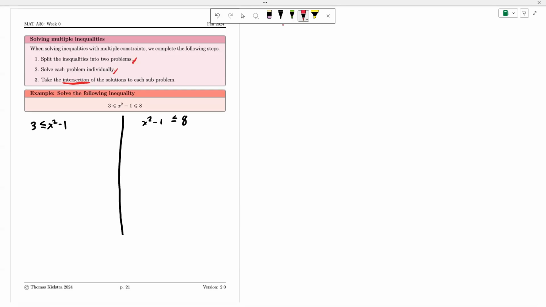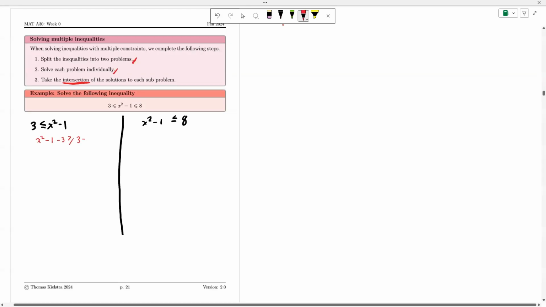So here we have that x squared minus 1 minus 3 is greater than or equal to 3 minus 3, or x squared minus 4 is greater than or equal to 0. Well, this simplifies to x minus 2, x plus 2, when we factor, being greater than or equal to 0. My split points are x equaling 2 and minus 2.